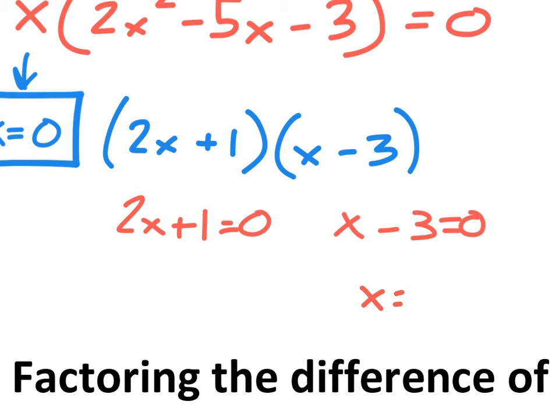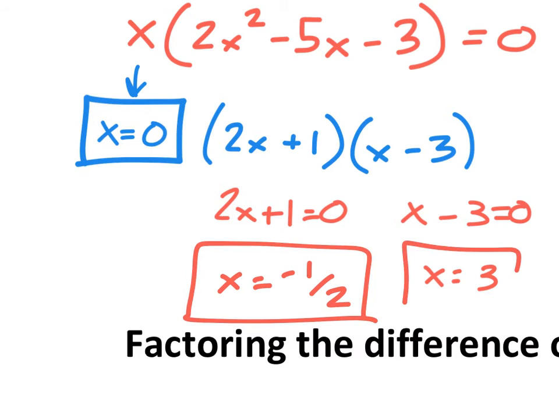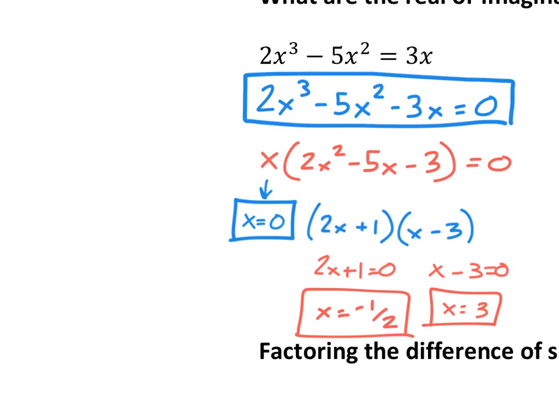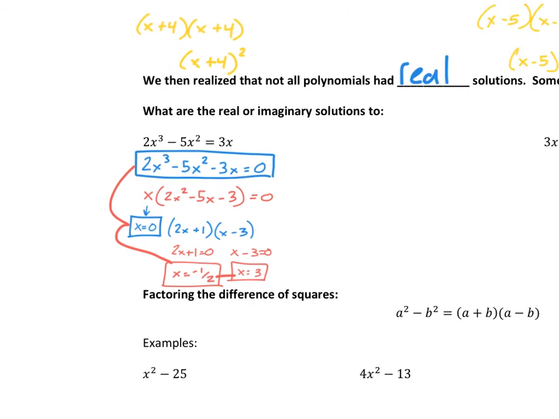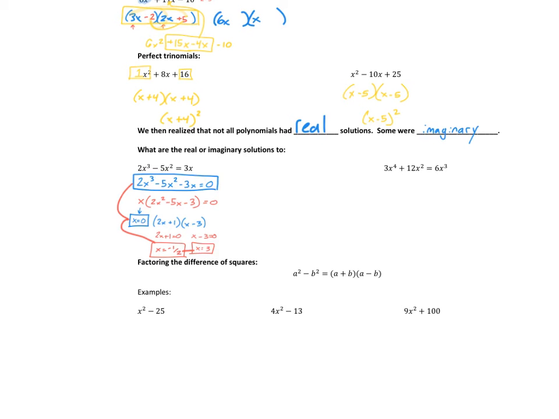So this one gives us x is equal to 3. This one, when I subtract 1 and then divide by 2, we get negative 1/2. So if you were to graph this polynomial, you would see that it has all 3 of those x-intercepts. So this one ended up having all real solutions. Let's check this second one out.